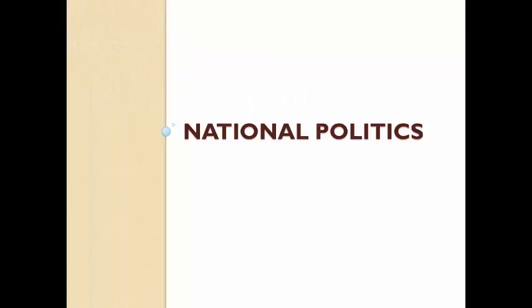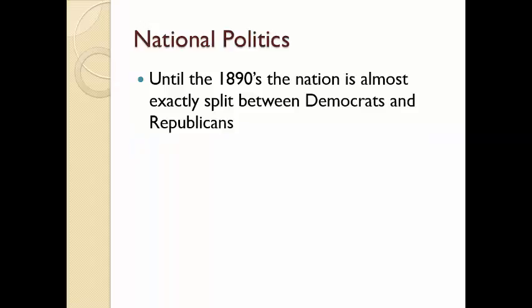So let's talk about politics, especially politics at the national level. Now, if you remember in the last chapter, we mentioned that until the very late 1800s, the nation is almost exactly split between the Republicans and the Democrats. And usually what determined the winning party was who could get out the vote better. In fact, very slim majorities. The winning percentage was usually less than 1.5%.